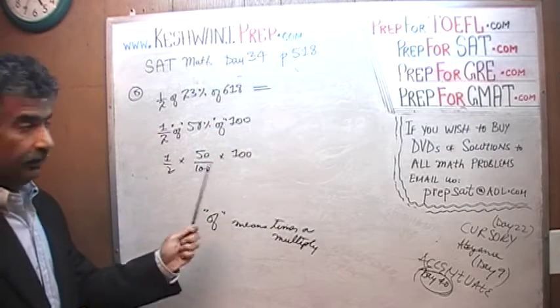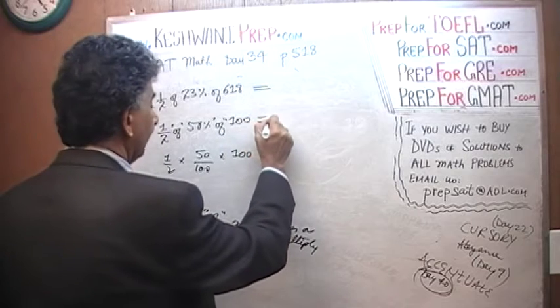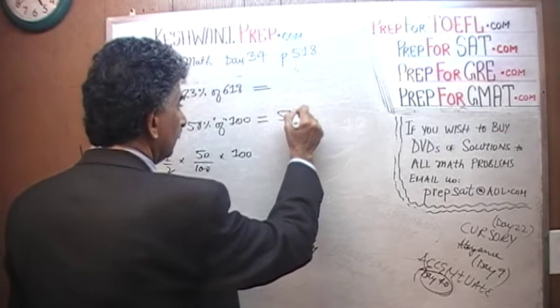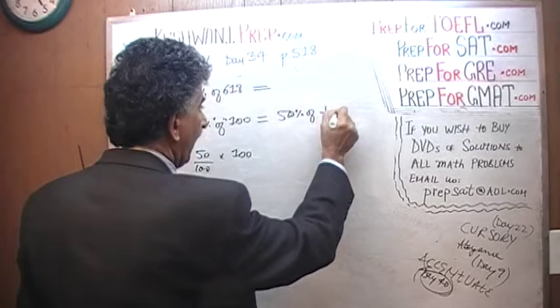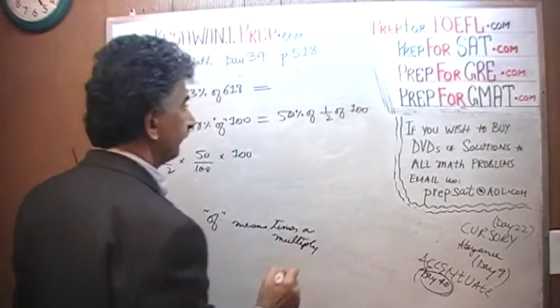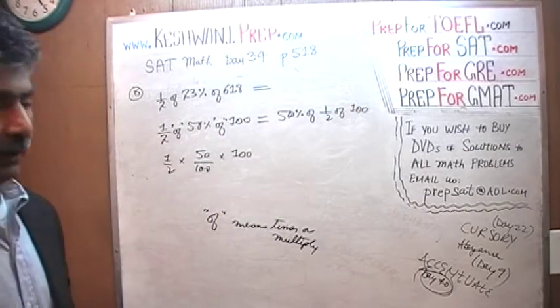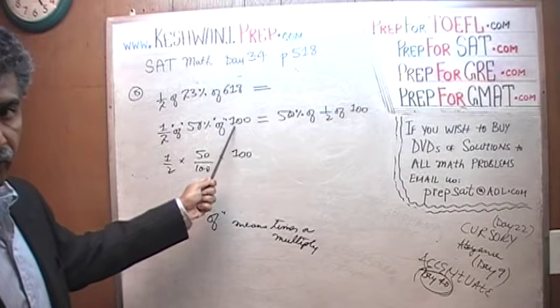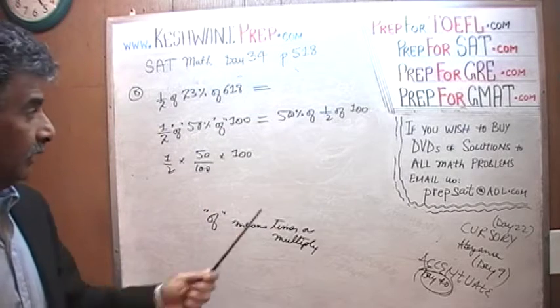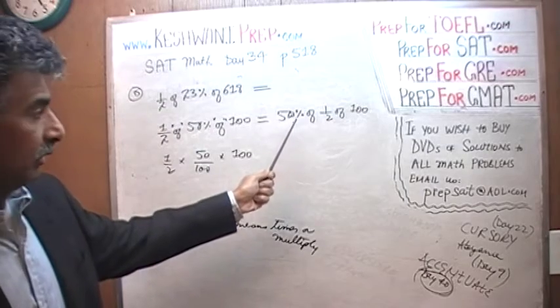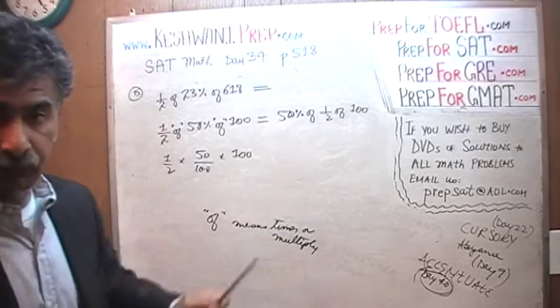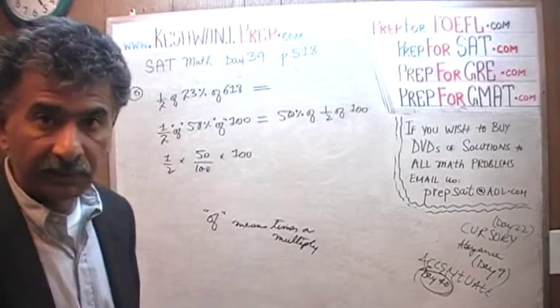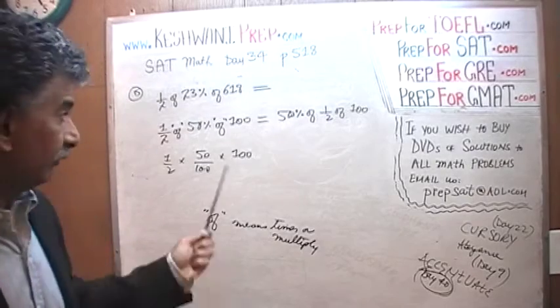This quantity is going to be the same as 50% of half of 100. Let's see if you agree or not. Half of 50% of 100: 50% of 100 is 50 and half of that is 25. And on this side we are being told 50% of half of 100. Well, half of 100 is 50 and 50% of 50 is 25. You see, they are both equal.